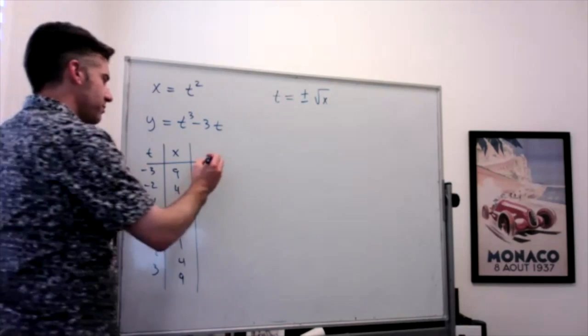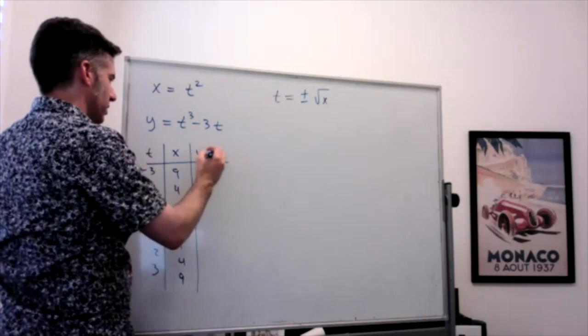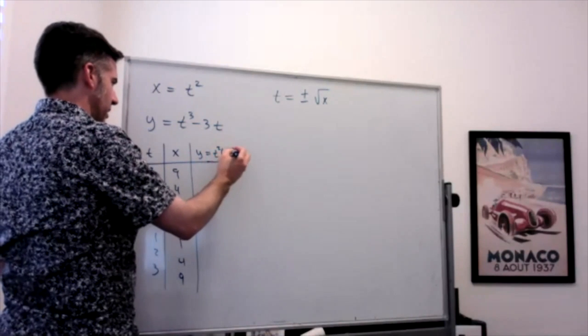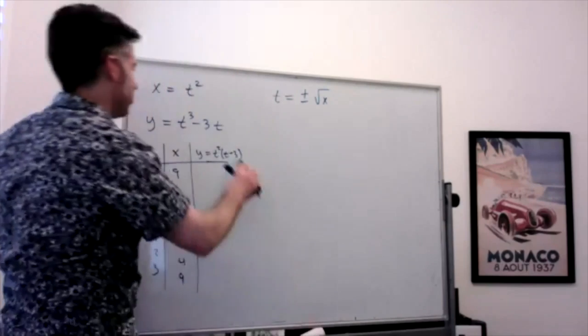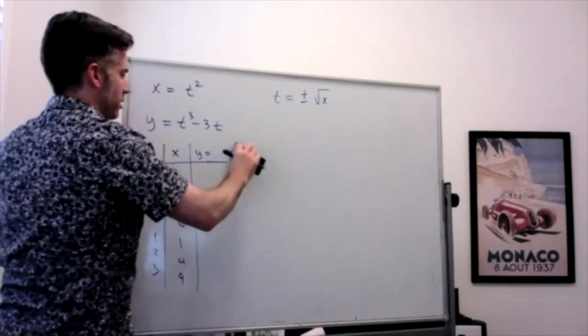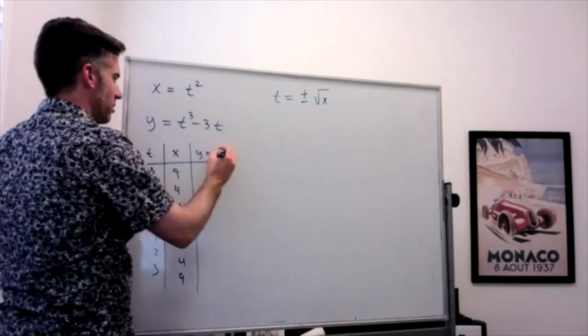And then y, which is going to be t squared times t minus 3, right? Well, that's not right. It's going to be t times t squared minus 3. This function is odd, right? If you pick a negative number and then pick the corresponding positive number, you're going to get the opposite value.